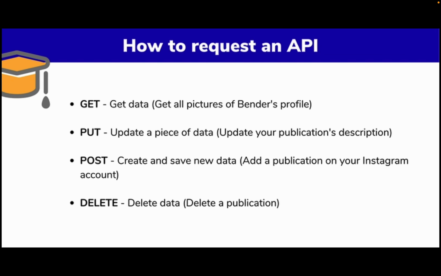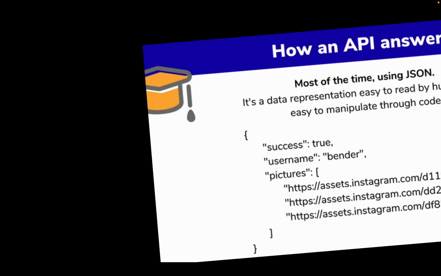Now, how to request an API. We have various options in API, like get data, for example get all pictures of a vendor's profile. That's one example. Update a piece of data, like update your publication's description on Insta. Or post, which means create and save new data, like add a publication on your Instagram account. Delete data, like delete a publication.